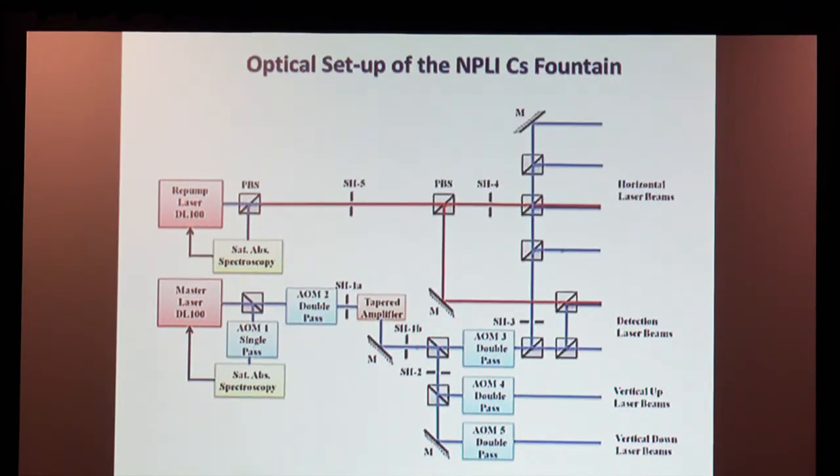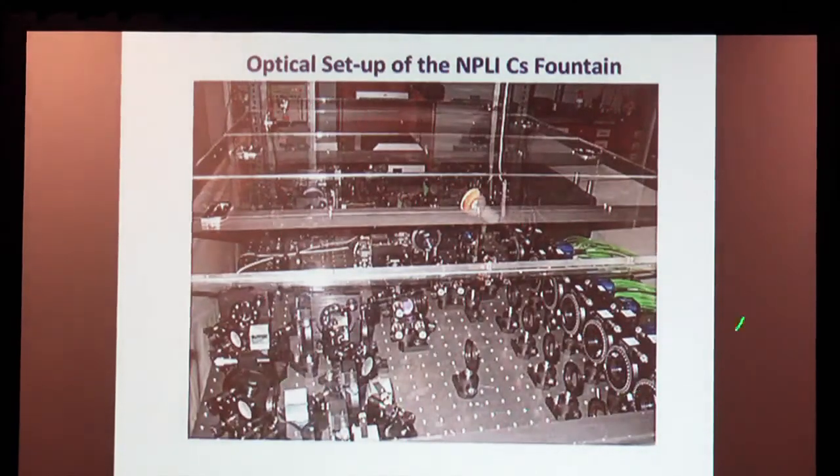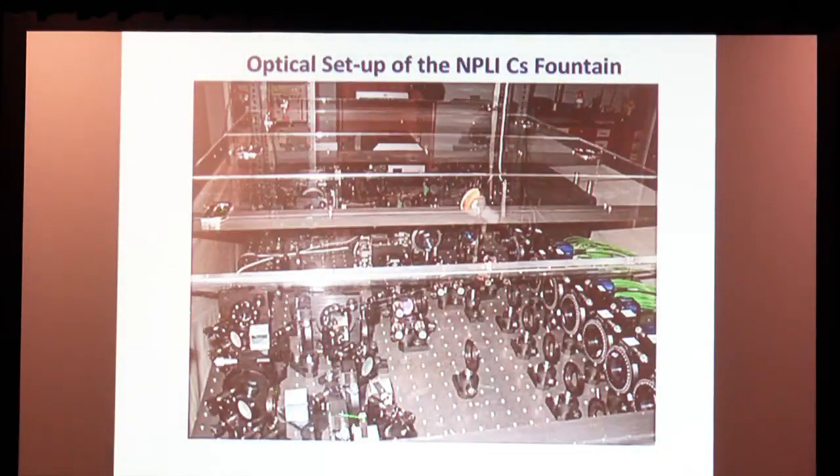So all those are a lot of details, and the final optical setup is quite complex. And finally, we have 6 laser beams for the cooling and launching, and we have 2 laser beams for detection. I'm not going into all those details because that will take a long time. And this is typically how the optics looks like on the table.